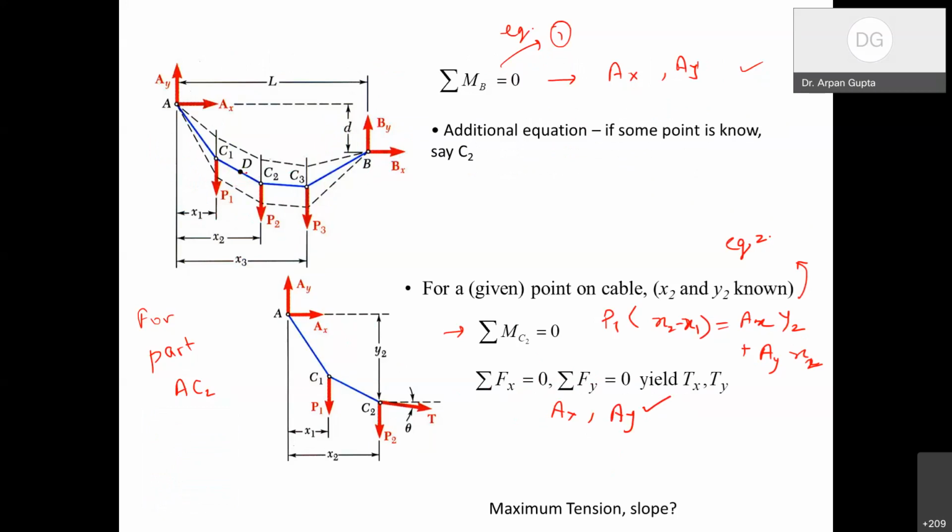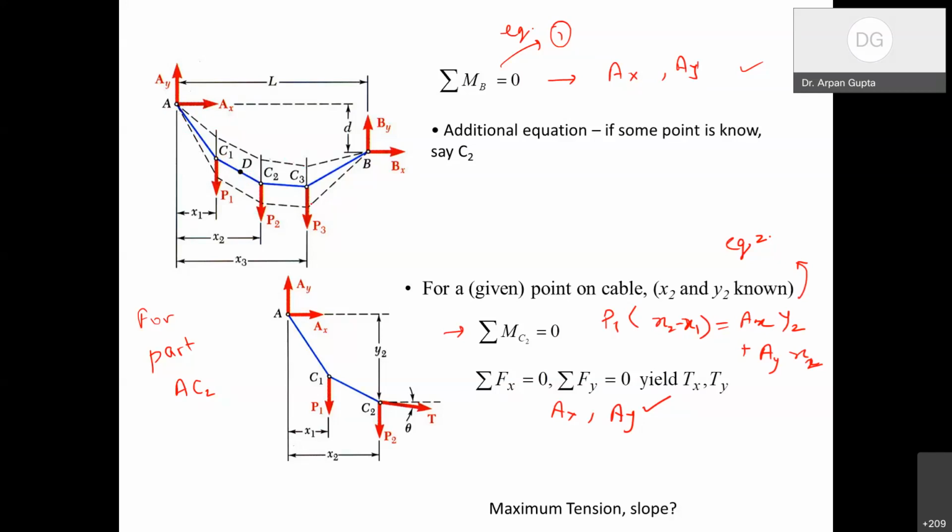And similarly, we can solve for the displacement of point y1, right? We can take the section AC1 and then solve for the displacement of point y1. Once Ax and Ay are known, I can draw the free body diagram for AC1 and calculate y1. Similarly, I can draw the free body diagram from A to C3, and again, Ax, Ay are known.